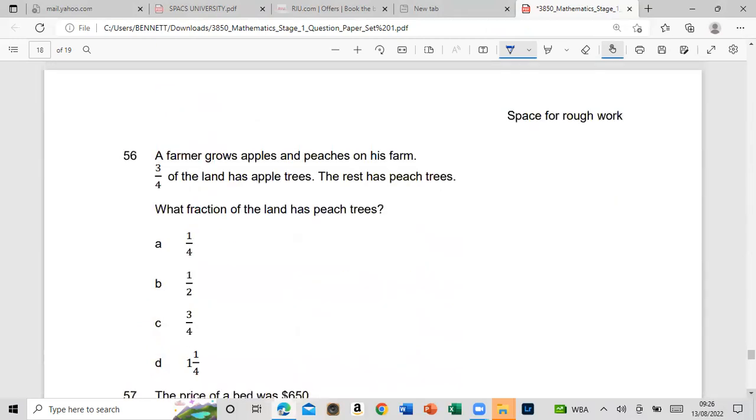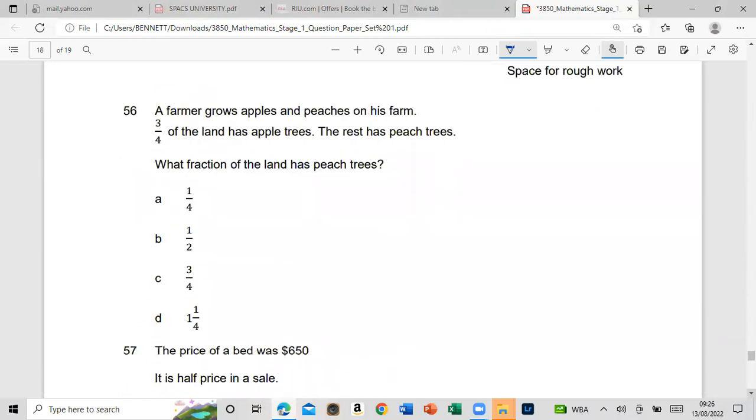All right, listen to this one now. A farmer grows apples and peaches on his farm. 3/4 of the land has apples, the rest has peaches. What fraction of the land has peach trees? So he grows two things, apples and peaches. 3/4 of the land is apples, the rest is peaches. What fraction of the land has peach trees?